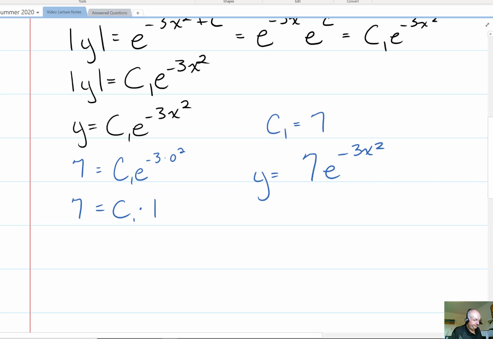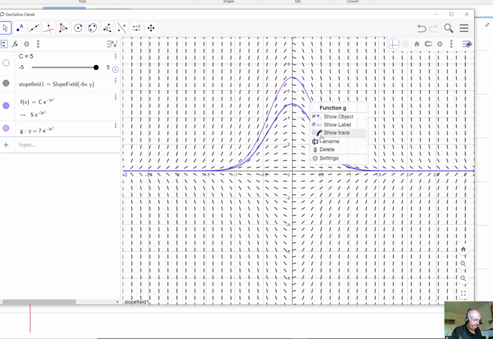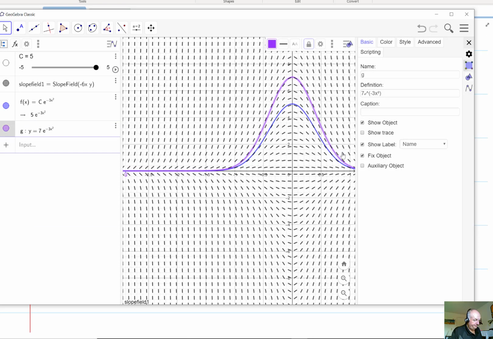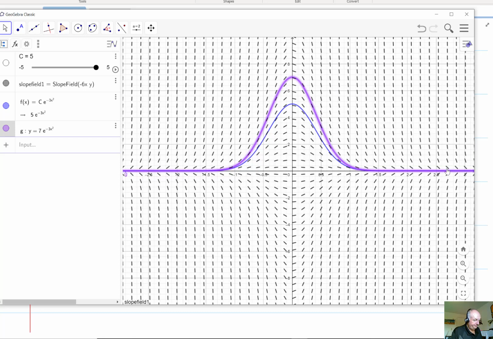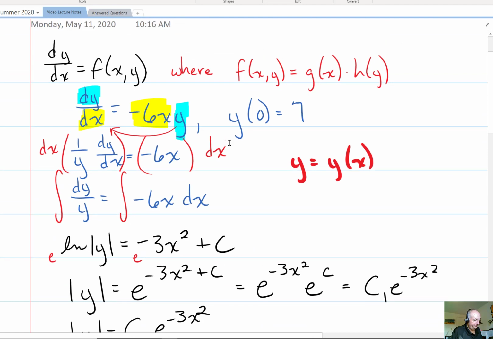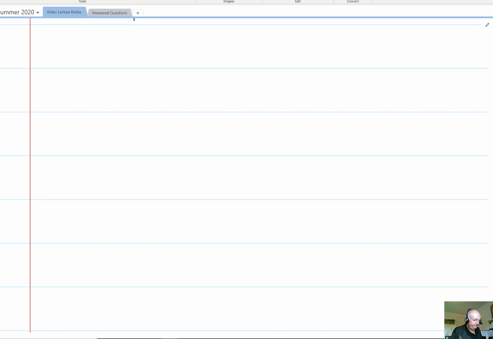And if we graph that, we see that it fits just perfectly. There it is, the purple one. It fits just perfectly into that family of curves. We can even bump that up a little bit. There's our particular solution. All right, so you can see that solving by separation of variables is a very powerful way to deal with more complicated differential equations. So let's try another one here.